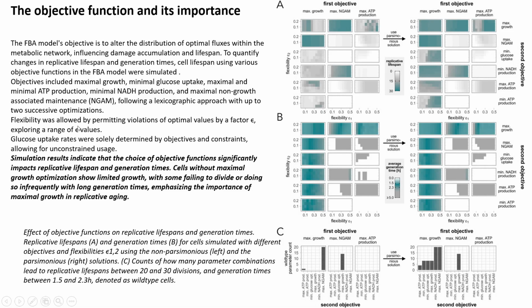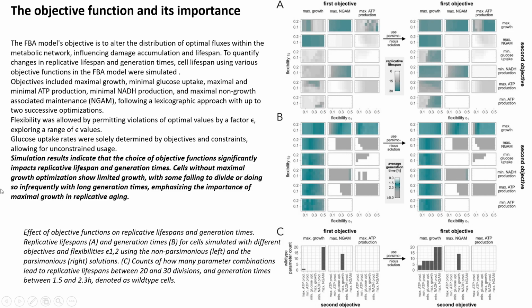And flexibility was allowed by permitting violations of optimal values by a factor of epsilon, exploring a range of epsilon values. Now, glucose uptake rates were solely determined by objectives and constraint, allowing for unconstrained uses. Basically, glucose did not have any constraints.